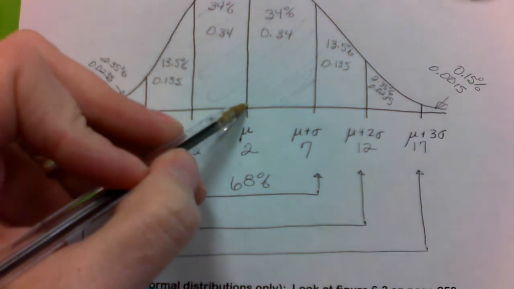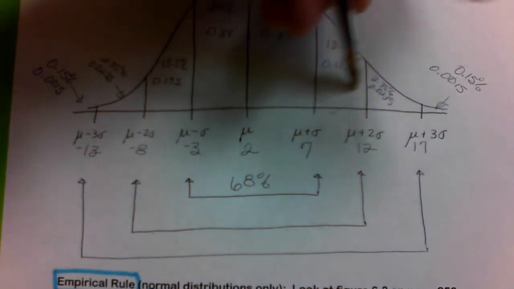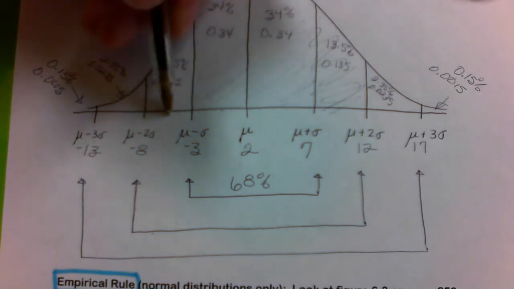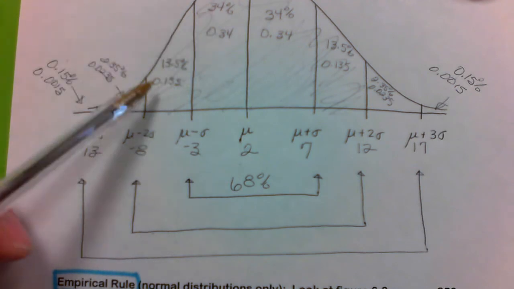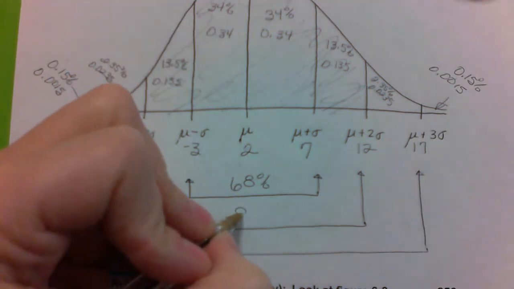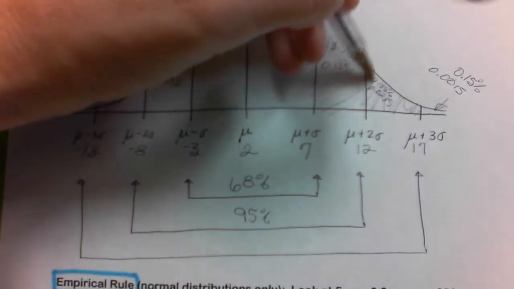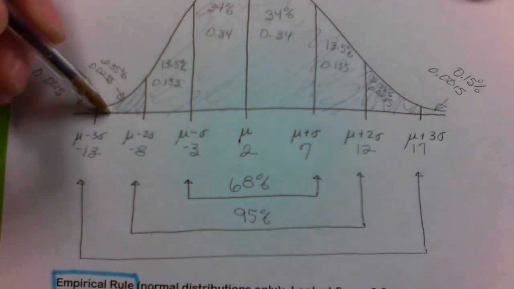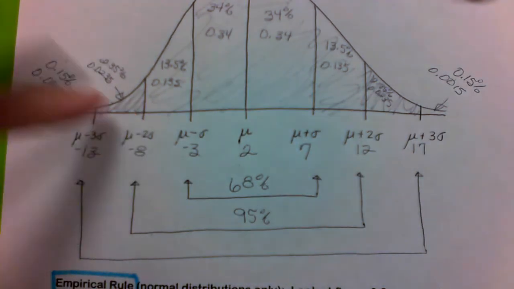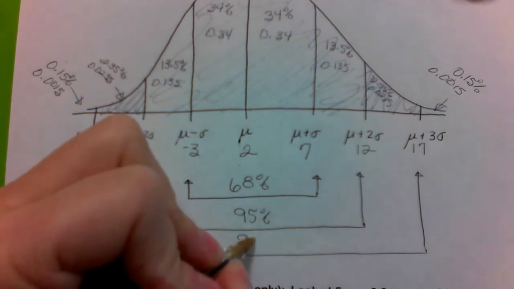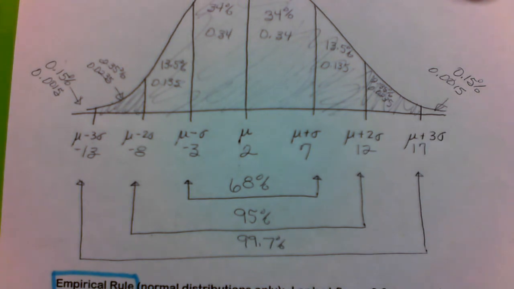Within 2 standard deviations would mean to go 2 to the right and 2 to the left. So if you included all of this, that's your 13.5 plus 34 plus 34 plus 13.5, so that's a total of 95%. And then within 3 standard deviations would mean include these as well, so the only thing not included is the tails. So if you added all of those up, you would get 99.7% of the data falls within 3 standard deviations.